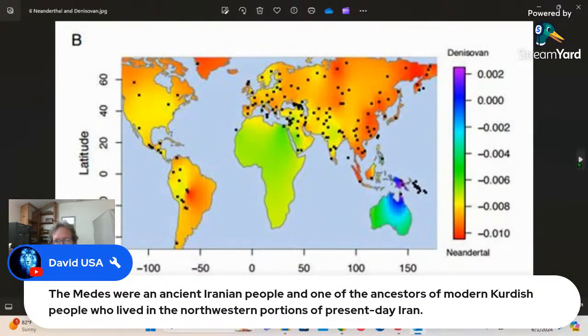Okay, Denisovan. Again, Denisovan cave up here. Neanderthal. Heat map up here. Heat for Neanderthal.